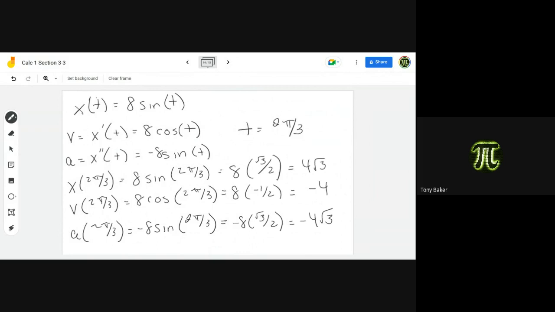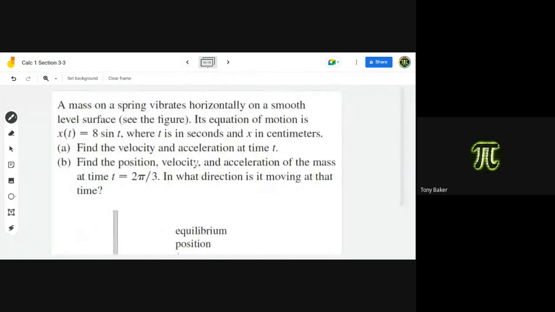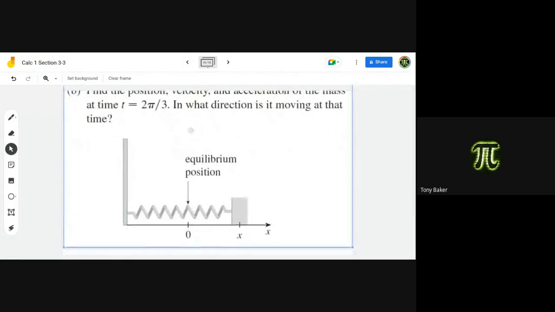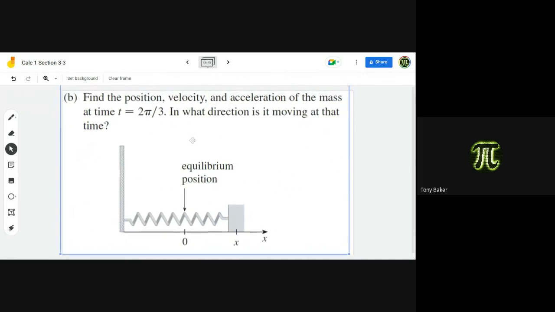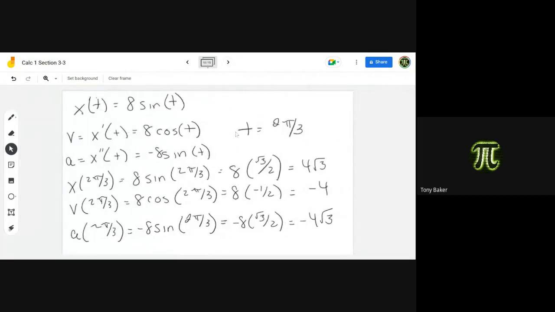So which direction is the object moving at 2 pi over 3? To the right or to the left? If we look at the object, that's equilibrium. Is it moving to the right or to the left at 2 pi over 3? Velocity is negative. The velocity tells you the direction, so it is moving to the left.